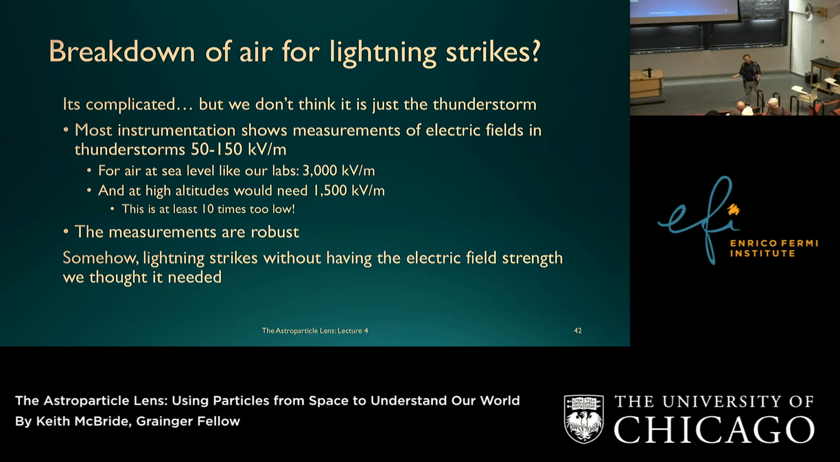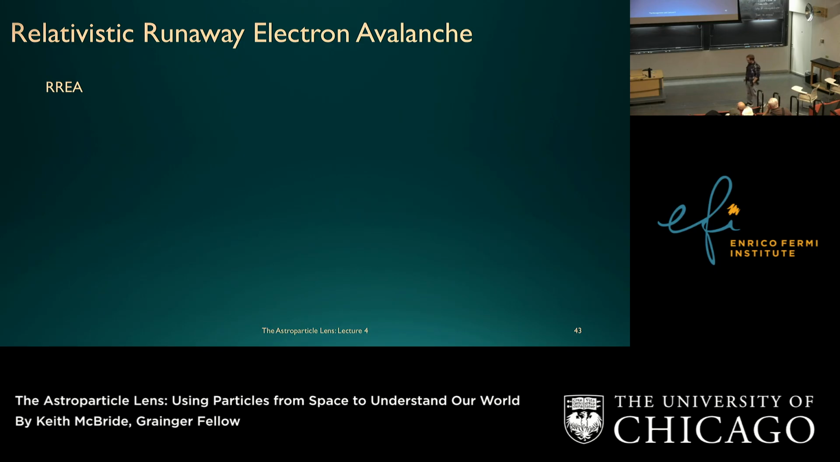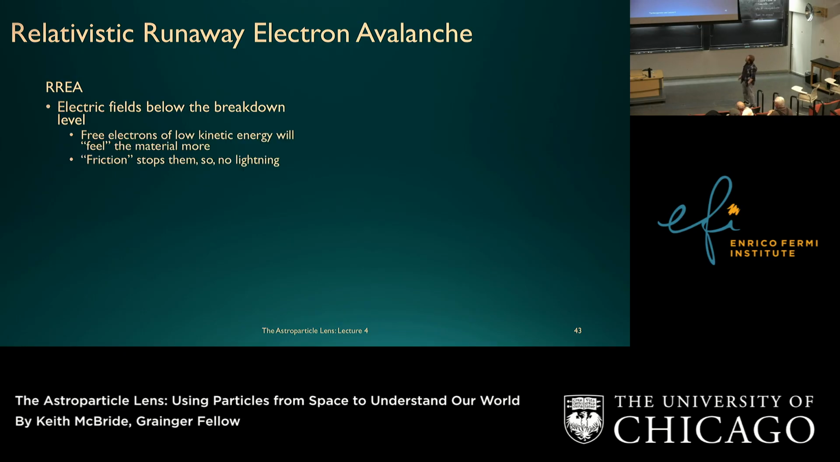So a lot of different avenues of research have been explored over the past 20 to 30 years. Somehow lightning strikes happen even though they don't break down. They don't reach the fields needed. So one of the leading theories is called the relativistic runaway electron avalanche, RREA. It's got a ring to it, doesn't it? All right. Electric fields below the breakdown level.